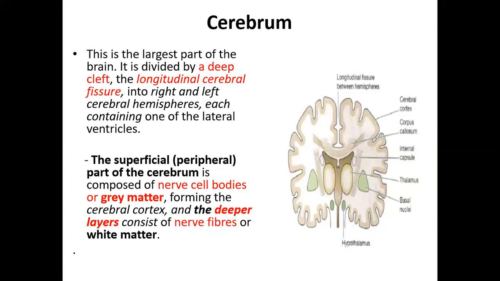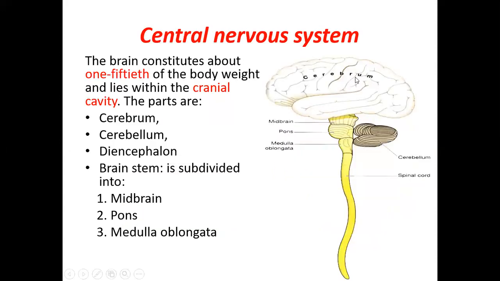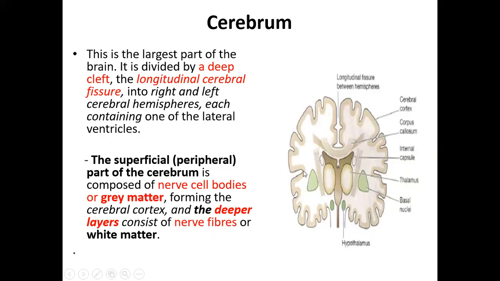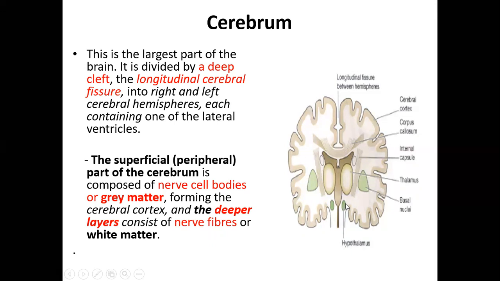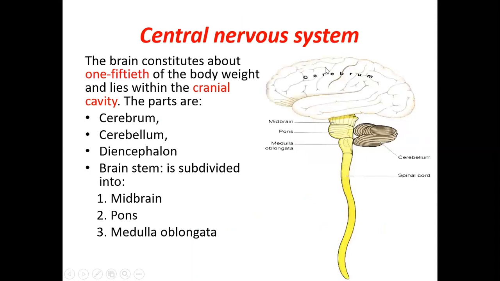Coming to the cerebrum, this is the side view. Now, if you take a section at this side, you can see the two hemispheres, the right hemisphere and the left hemisphere, connected in the center. These are called the cerebrum or the cerebral hemispheres. This is the largest part of the whole brain.